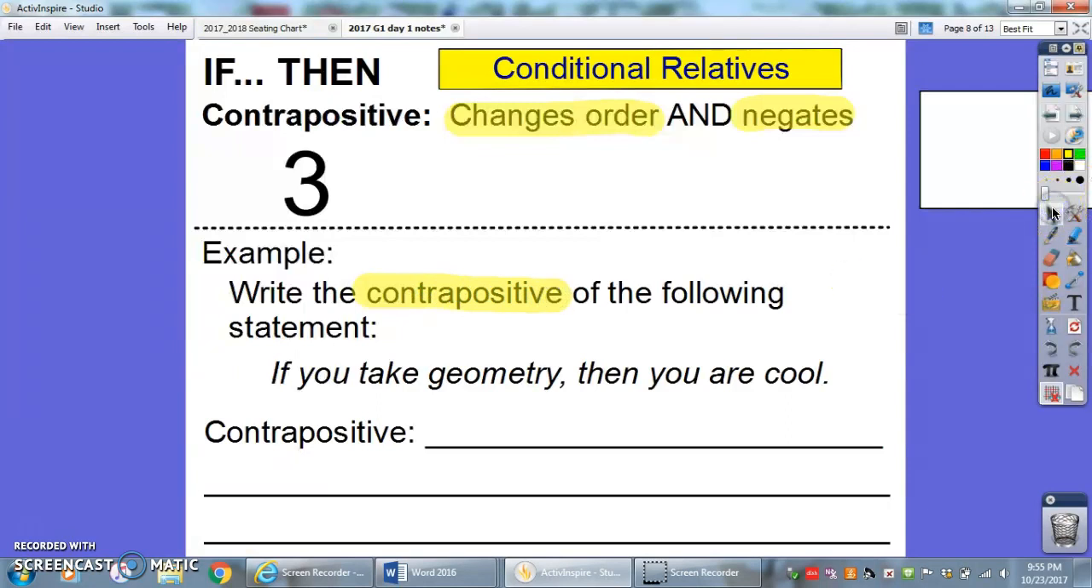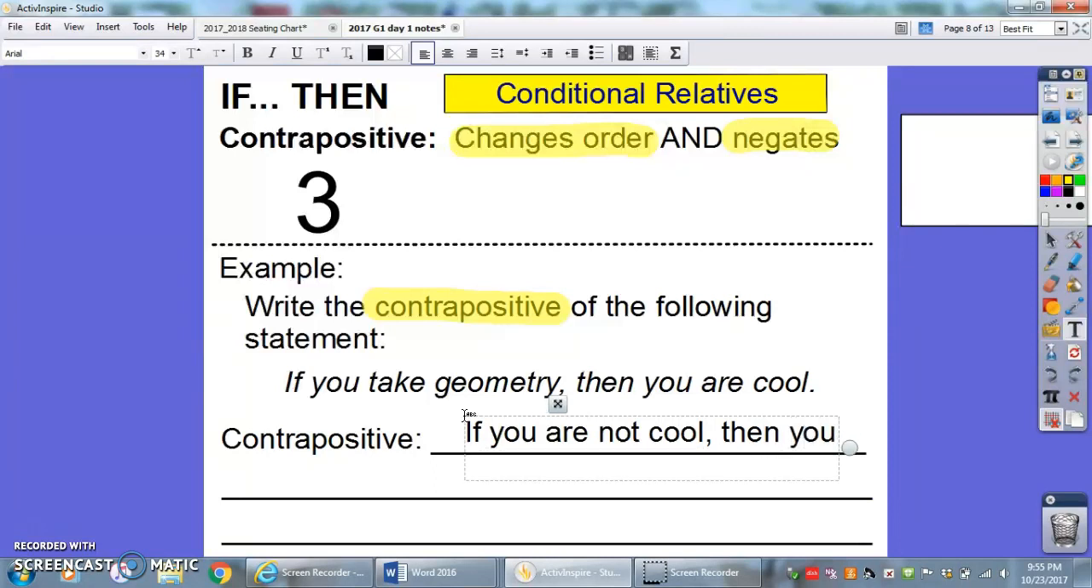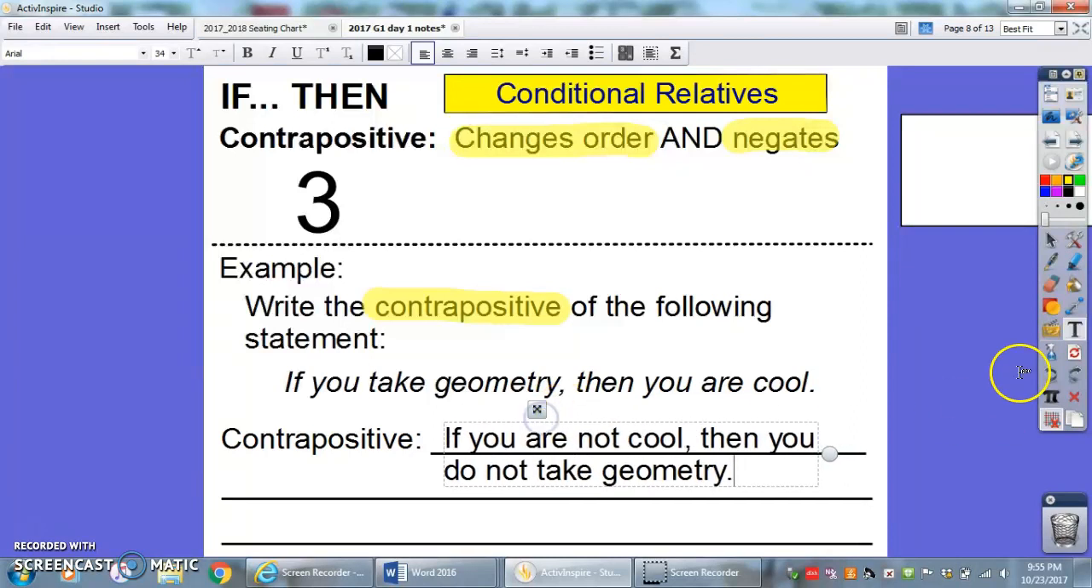Since I'm changing my order, I'm going to write my conclusion first. So, if you are cool, but I have to negate it. So, if you are not cool, then I'm going to write my hypothesis second. Then you, but I'm not going to say take geometry. Then you do not take geometry. Alright, so that is what the contrapositive does. It switches order and negates.